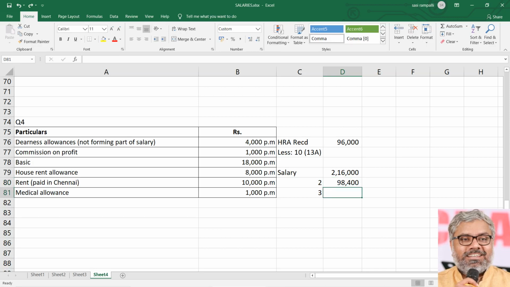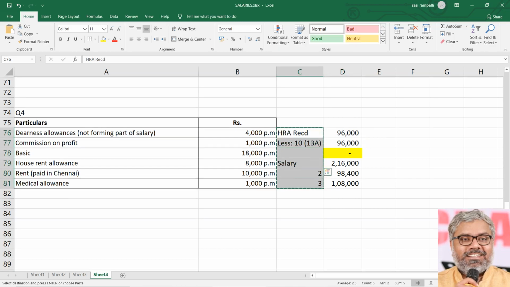Then the third calculation, 40 or 50%. Because it is Chennai, we should take 50%. So half of this, 1,08,000. Whichever is lower among 96,000, 98,400 or 1,08,000, the lowest is 96,000 only. So naturally, what is taxable HRA? Nil. Nothing is taxable. The answer for question number 4 will be nil. Not taxable because the entire amount of HRA received is exempt according to the calculation done under section 10(13A). That's it. That is question number 4.